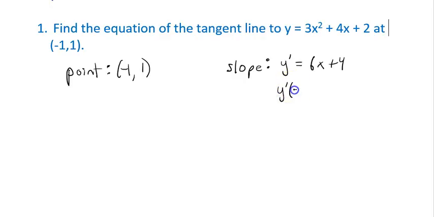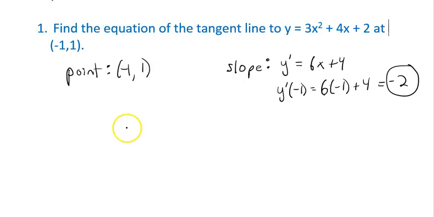and then plugging in our x value. So I'm going to do y prime of negative 1. That'll be 6 times negative 1 plus 4, so we get negative 2. So our slope is negative 2, our point is (negative 1, 1). I come down and I write my point-slope form, and then I'm going to fill in the values.